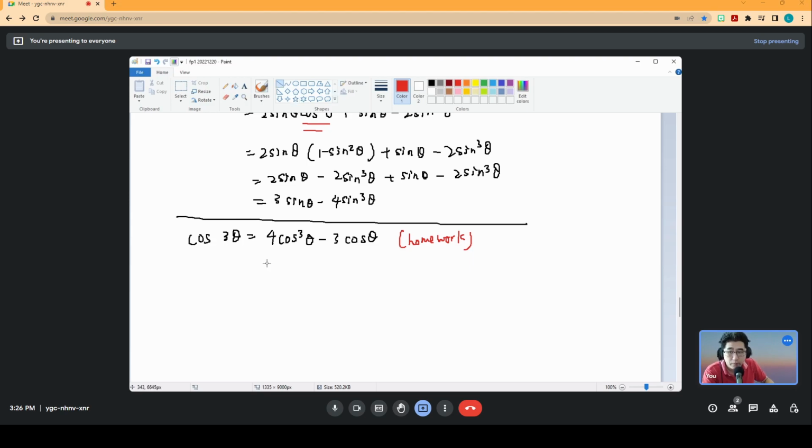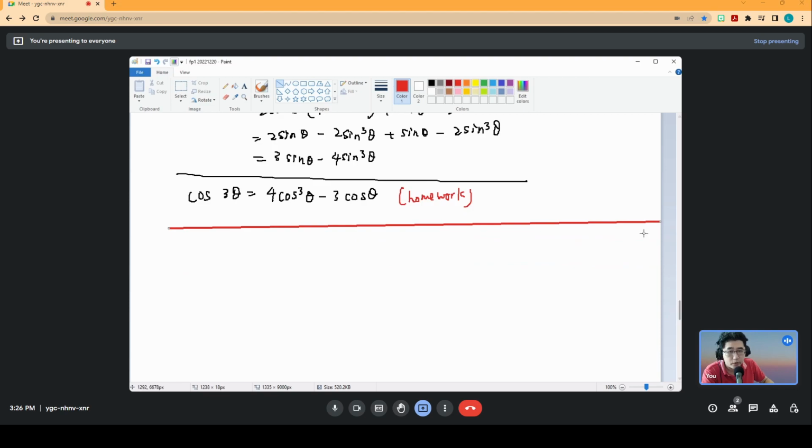Then from here, after learning the A plus B formula, the double angle formula, the half angle formula, and the triple angle formula, what do we do next? Okay, we come to level 3, special angle.